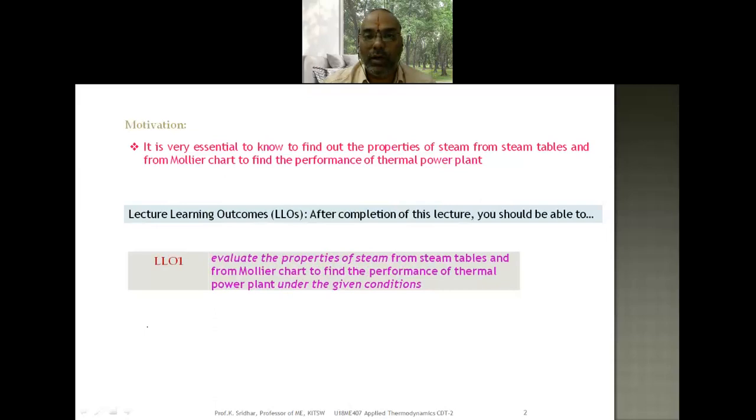So the outcome of this particular lecture is that you should be in a position to evaluate the properties of the steam from the steam tables and from the Mollier chart to find the performance of a thermal power plant under the given conditions.